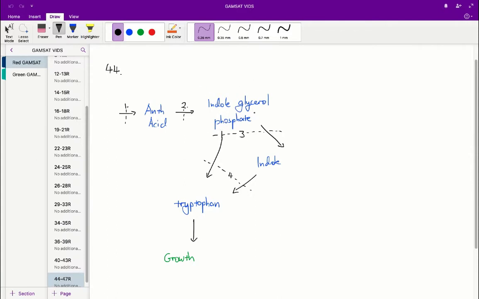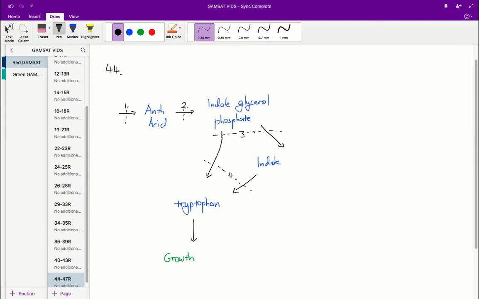So in this scheme, if step 2 was broken, anything downstream that's supplemented to this bacterium would result in growth. If we gave it IGP, indole, and tryptophan, we'd still see growth. But if we gave it anthranilic acid, we would see no growth.